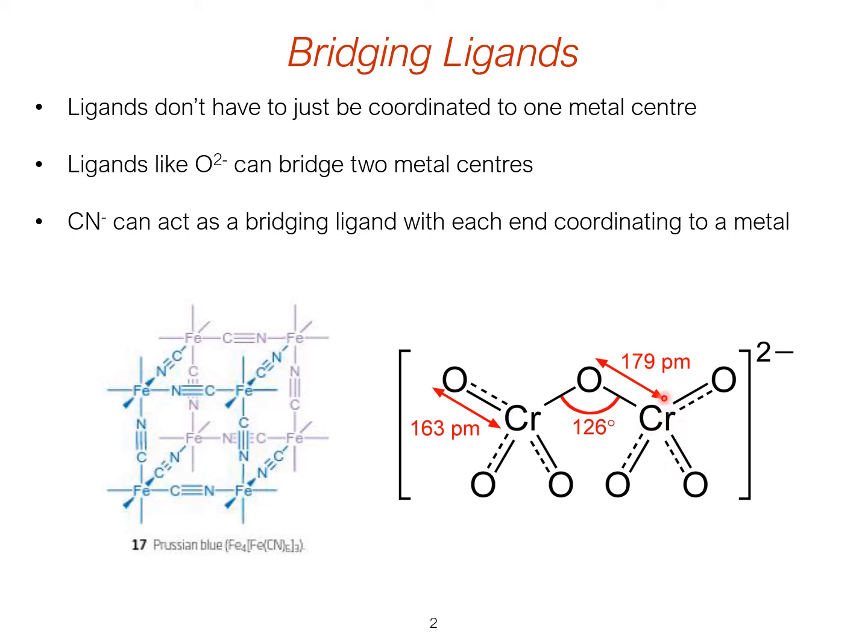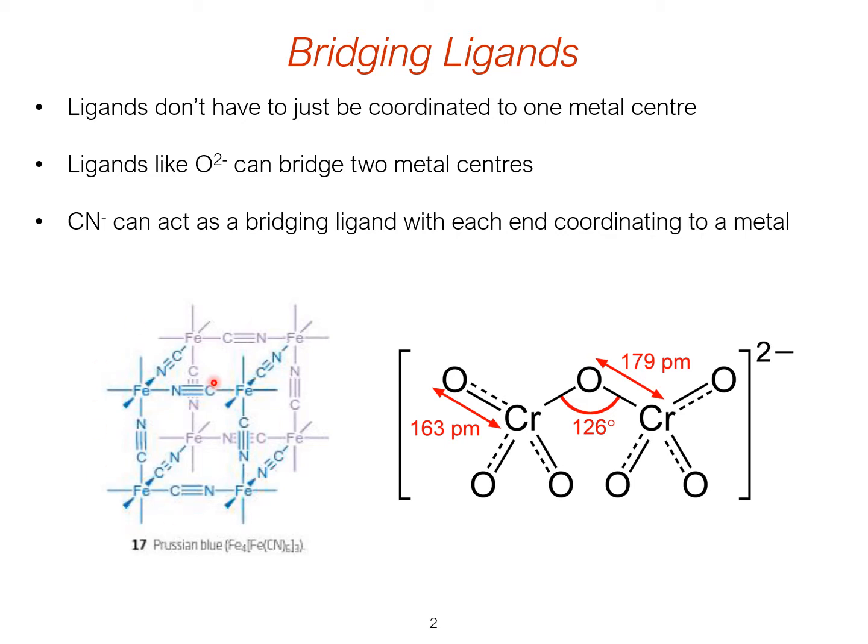But this time it's got 2 chromium centers. They're both tetrahedrally arranged, but one of the oxygens is bridging across both of them. So the O2- ligand is a ligand that can act as a bridging ligand, so it can coordinate to 2 metal centers.